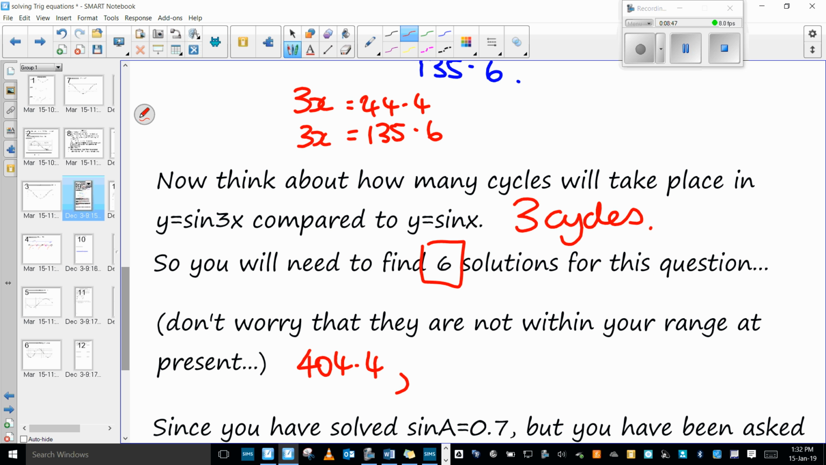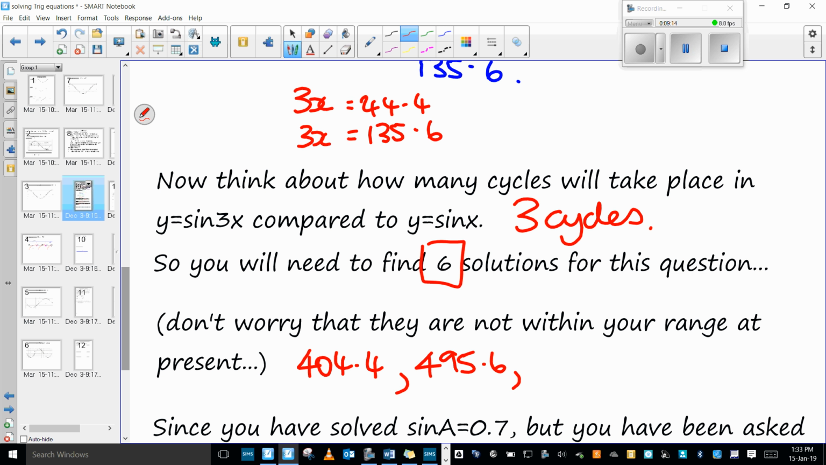495. How did you get that one? I added 135 to 360. Right, so that's 4 solutions now. We've got to keep going, because remember we need 6 solutions, yeah? So add 360. Negative 315.6. Now, you've suddenly started taking it away. Why have you started taking it away?